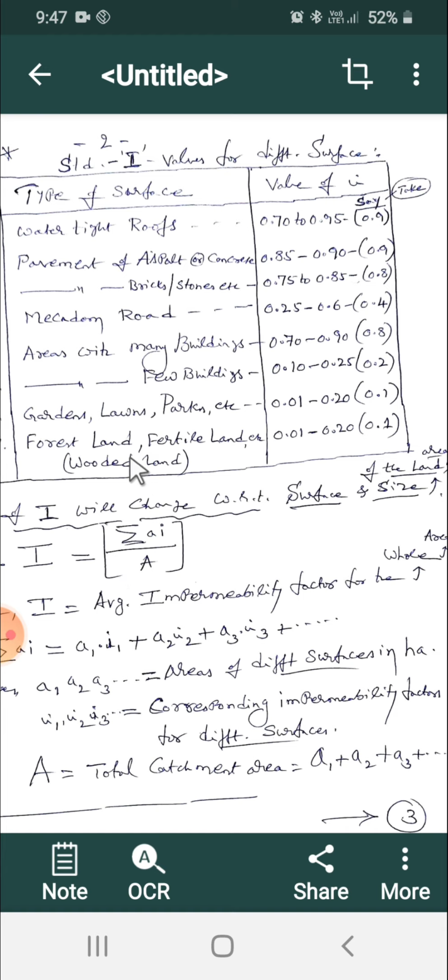Now observe here: gardens, lawns, parks, etc. The value is 1% to 20%. This varies with respect to the type of soil. That is why the value is very, very low. If runoff is low, then the value is less. If runoff is high, the value of I is more. So this is directly proportional to the type of surface. Please remember all these values.